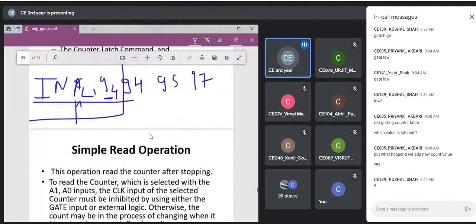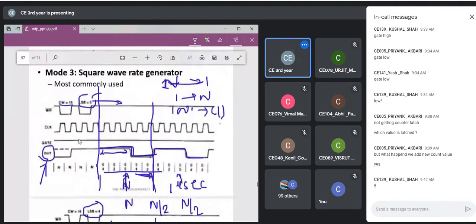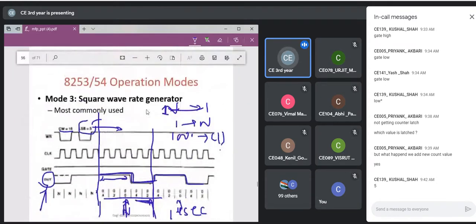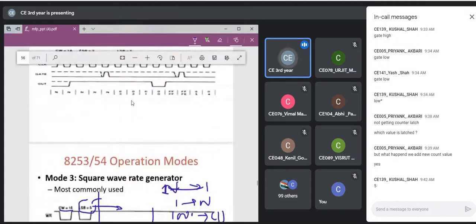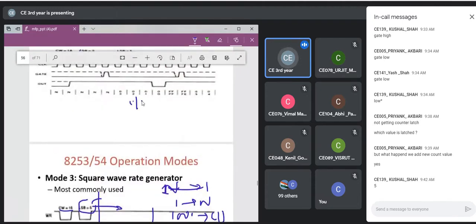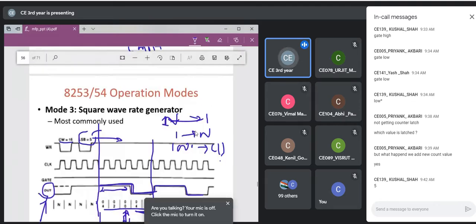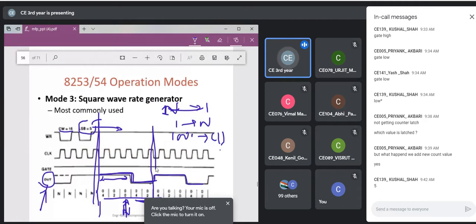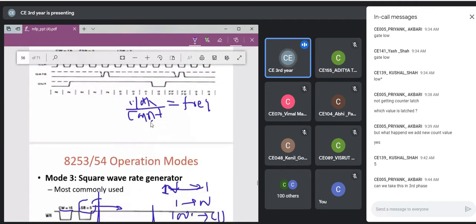I hope you are following. So what we have here: whatever my clock frequency is, the clock frequency divided by my count will give me the frequency of my signal. That we can see: suppose this is a period of 1 second. How many clock pulses am I having? I am having 5 clock pulses here.